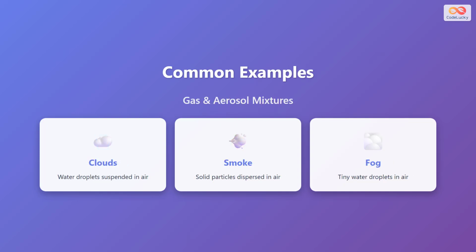Heterogeneous mixtures also exist in gaseous forms, often called aerosols. Clouds are collections of water droplets suspended in air. Smoke consists of solid particles dispersed in air, which is why you can see it. Fog is made up of tiny water droplets suspended in air near the ground, reducing visibility. All of these demonstrate that heterogeneous mixtures aren't limited to just solids and liquids.